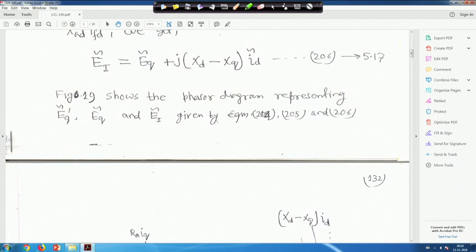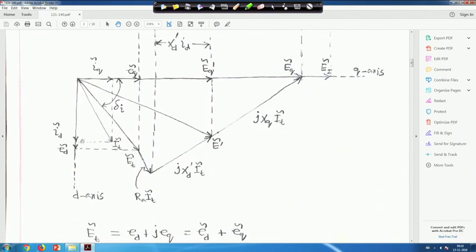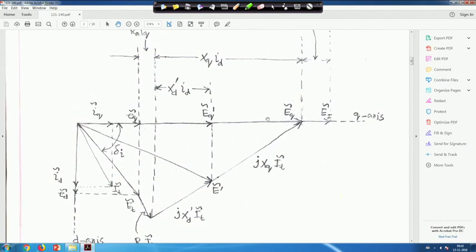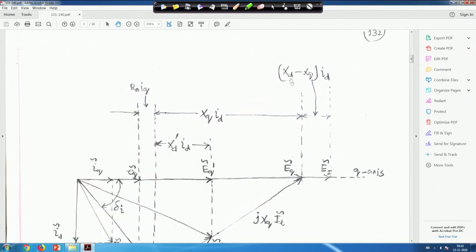So, figure 19 shows the phasor representing E_q dash tilde, then capital E_q tilde, then E_I tilde, given by equations 204, 205 and 206. Now, if you draw the phasor diagram, this is your q axis, this is your d axis. For easy understanding, the q axis is actually leading the d axis by 90 degrees. So, this is your capital E_I tilde. We have just seen in equation 206, E_I tilde is equal to E_q tilde plus (x_d minus x_q) into I_d.